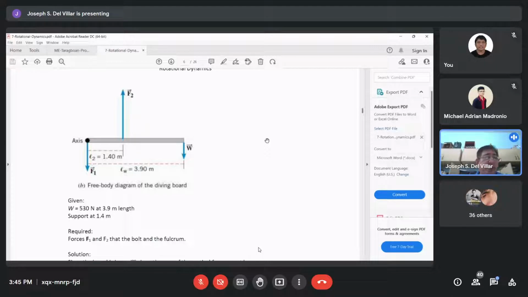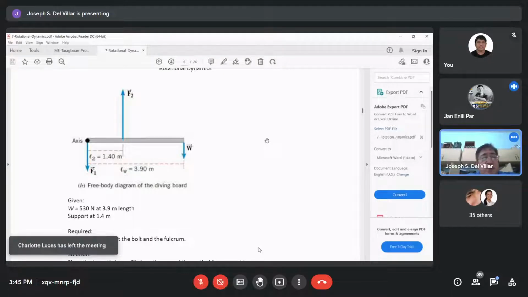With respect to the right hand or the right end point. F1 po, sir. Yes. What about F2? Clockwise po. Okay, i-dictate nyo nga sa akin yung equation ng torque with respect to the woman. Start with the positive torque.